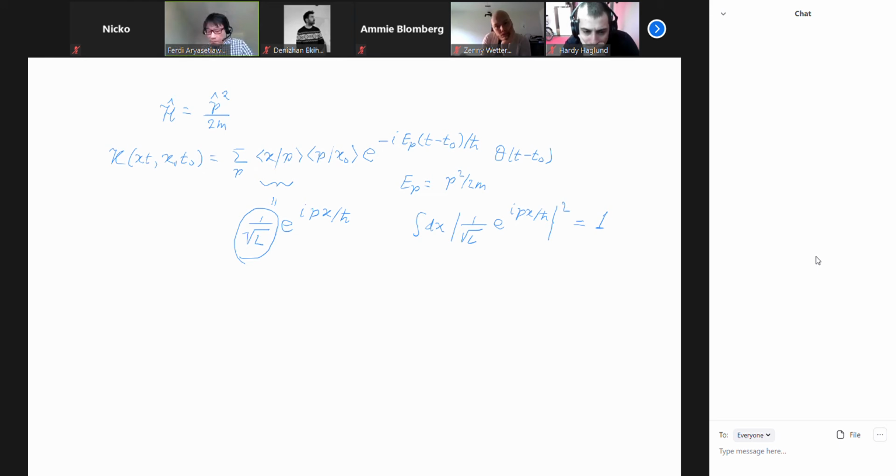Okay, so now we just use these plane waves in there, so we get 1 upon L sum over P, and then I have P times x minus x0, from that term, divided by h bar, and then I have minus i p squared upon 2m times t minus t0 divided by h bar, and times the theta function, like this.